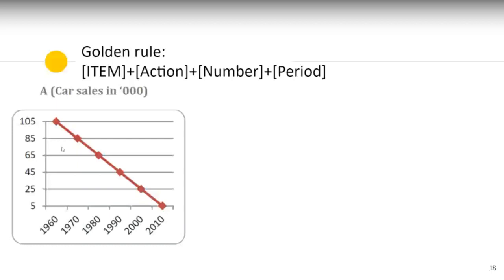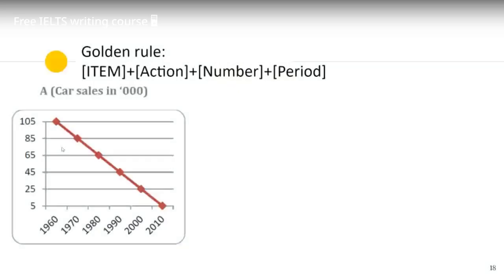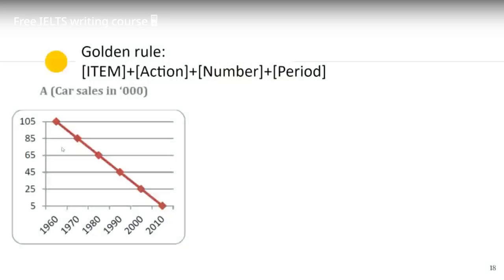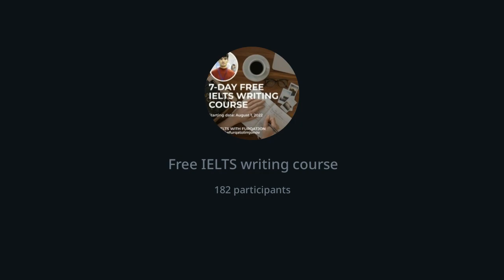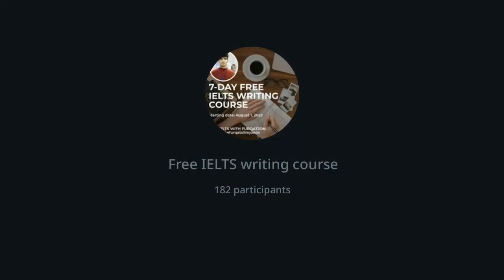The proportion of car sales experienced considerable decline from, okay Shah, you forgot to include the number. First, you have to write the number before you move on to periods. So just include the numbers as well, not just the years, but also the numbers, from 105 to 5.